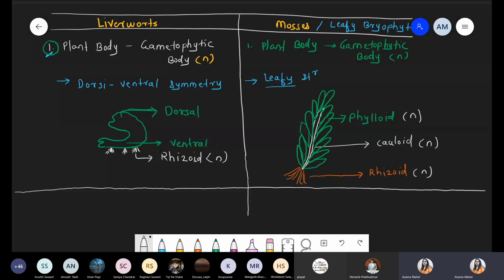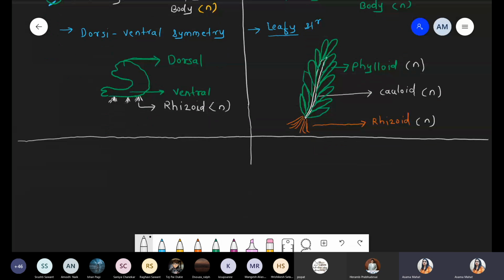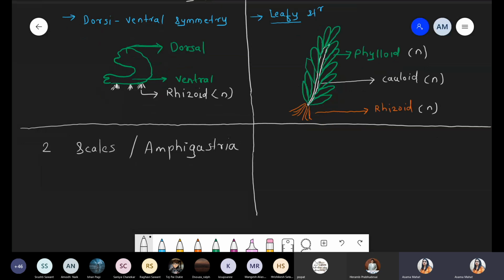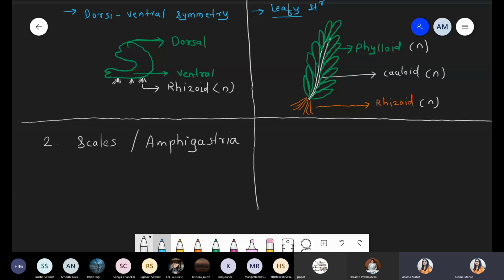Okay, so now after the first point, plant body, we are talking about the second point with respect to scales. And scales are also called amphigastria. What is the meaning of amphi? Amphi comes from amphibians. So we are talking about amphigastria. What is the meaning of these scales? Scales are a typical type of structure which prevents the loss of water.